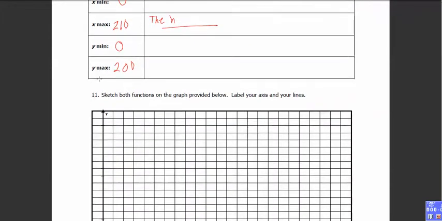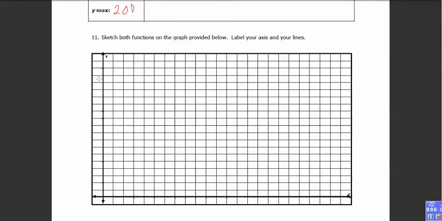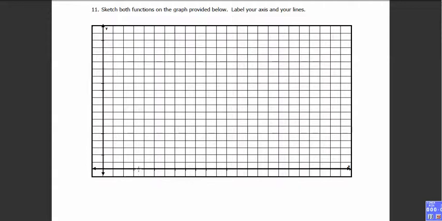So now it asks me to sketch both functions. Now I already created my window. So on x, I want to go from 0 to 210. So it looks like I can go by tens. So 10, 20, 30, 40, 50, 60, 70, 80, 90, 100, and on up to 200, okay? So I'll be able to fit my whole window in there.